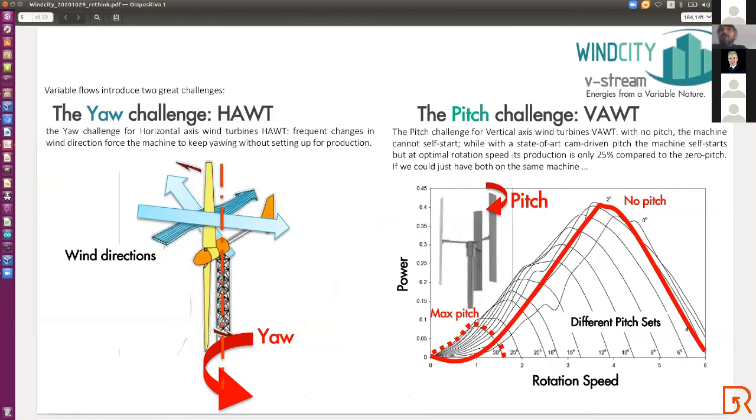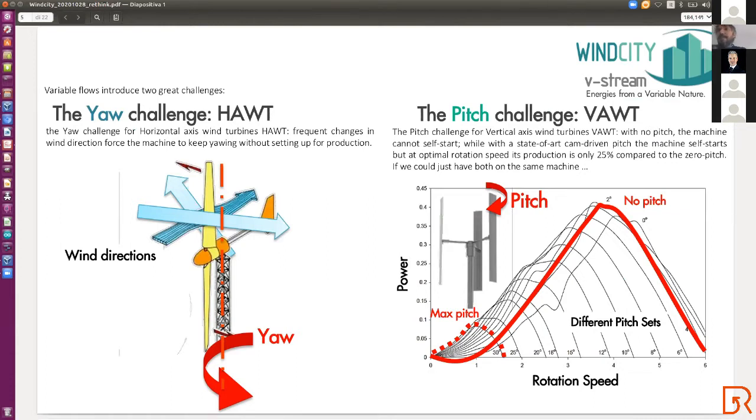So variable flows introduce two great challenges. We have a yaw challenge in the horizontal axis turbines, because frequent changes in wind direction force the machines to keep yawing without setting up for production. And instead, on the right, we have a pitch challenge on the vertical axis wind turbine, which are ideal for variable fluids because they are omnidirectional, but they have this problem with the pitch.